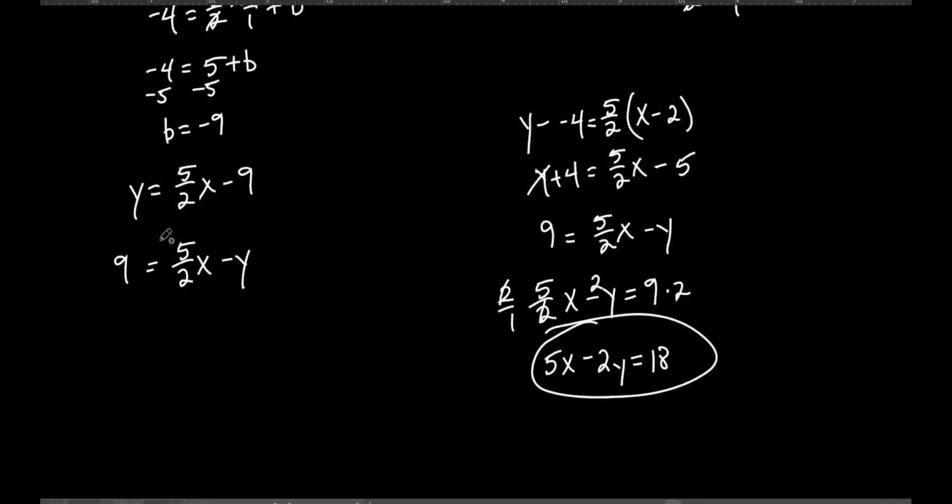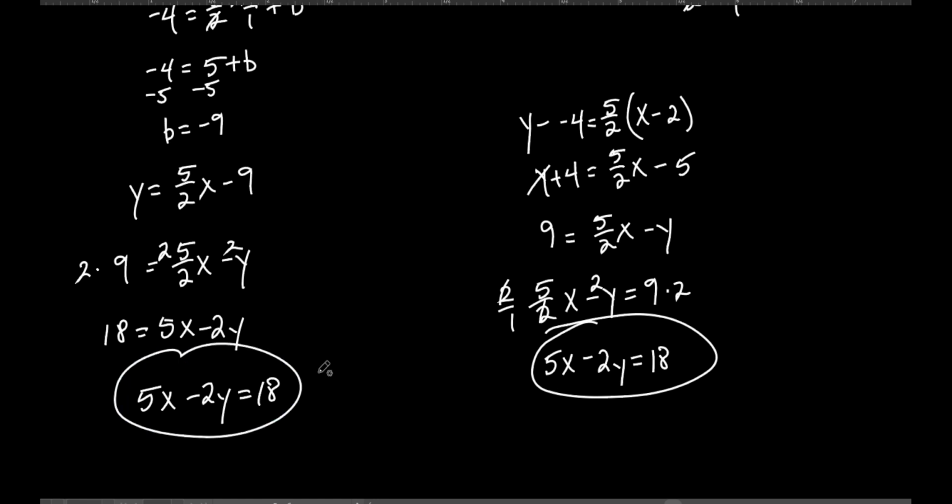And what do we do to get rid of the 2? Multiply everything by 2. And so I got, what, 18 equals 5x minus 2y. Let's write it so it looks a little nicer with the x and the y on the left-hand side. So it's just 5x minus 2y equals what? 18. And you get the same exact thing.